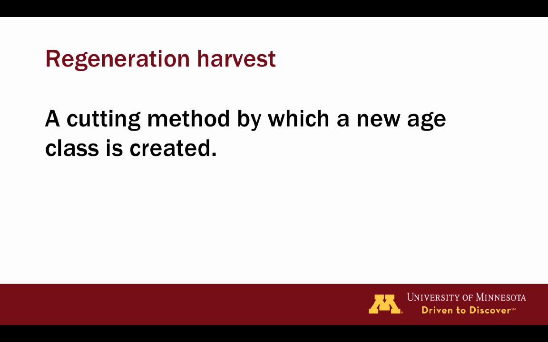And a regeneration harvest is that cutting method by which a new age class is created. So this is where in certain systems we start over. This is where in other systems we start a new age class. So again, the goal is to start a new age class. And harvest can sometimes have a negative connotation, but in silviculture, the harvest is a way to start something new. So you're not only focused on what you're taking out, but more importantly, you're focusing on what's happening next, what's regenerating. So that's the goal in a regeneration harvest.